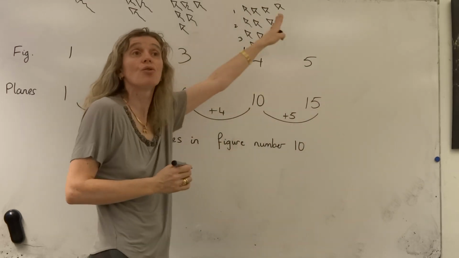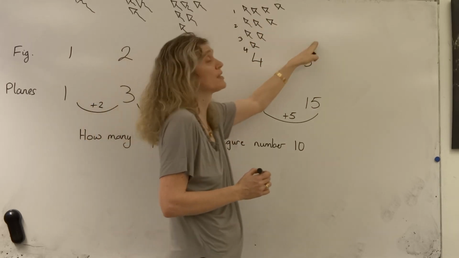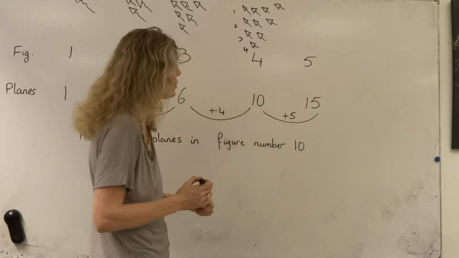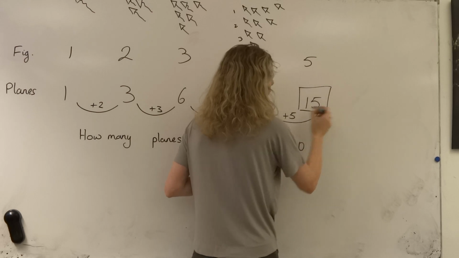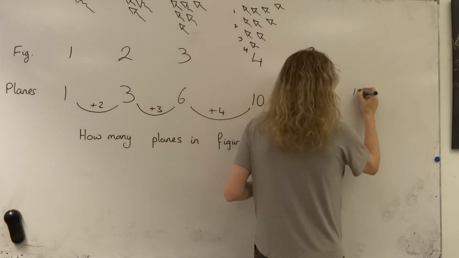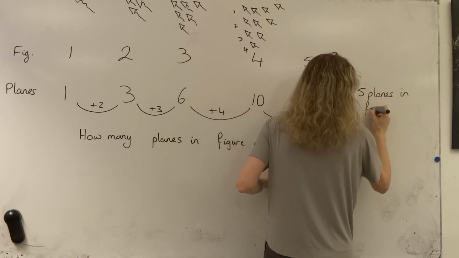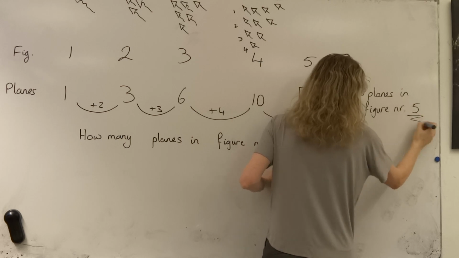So I don't need to draw all of them. There'll be the 10 that I had before, plus the 5 that I add for figure number 5. So the first part of the question was, how many planes would there be in figure number 5? We can answer that. 15 planes in figure number 5.